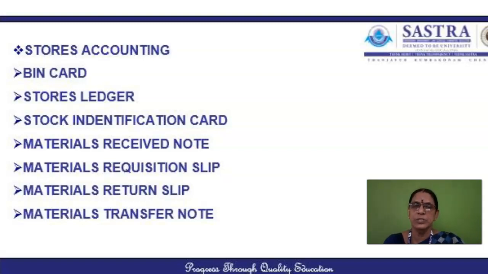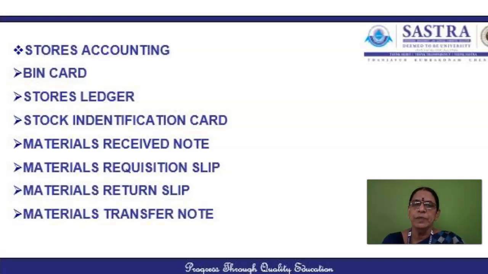Next is the store's ledger. The store's ledger will include both the value and the quantity. Once again, this store's ledger will have the code number, bin number and the various levels of inventory, namely maximum, minimum and the reorder level, and sometimes the average level will also be given. And the rate at which it has been issued to the production departments will also be entered here. So while bin cards do not show the value of the materials received, the store's ledger shows the value of the materials that are received and issued.